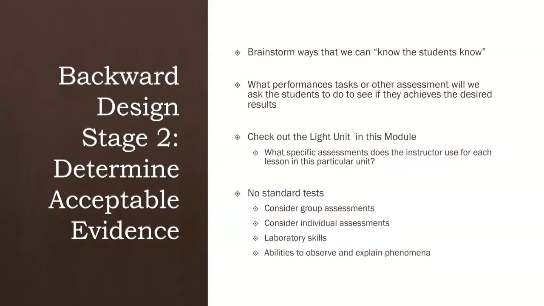Backward design stage 2, you need to determine acceptable evidence. You need to brainstorm ways that we can know what the students know. What performance tests or other assessments will ask the students to do to see if they achieve the desired results? What can we ask the students to do to know that they understand that student learning objective?